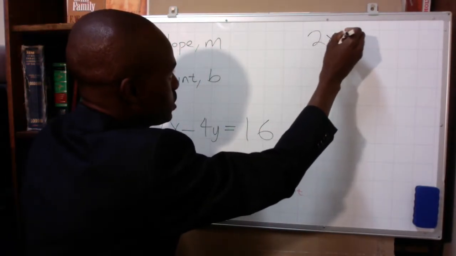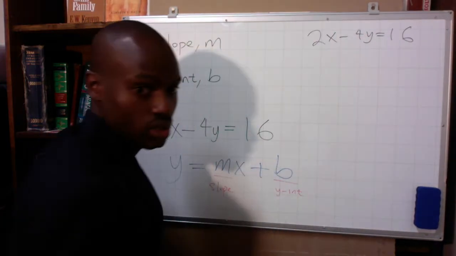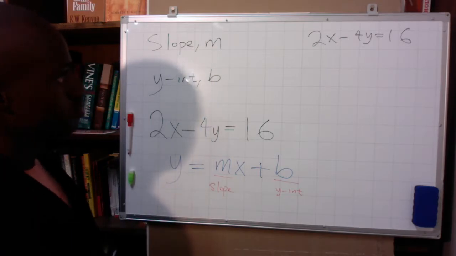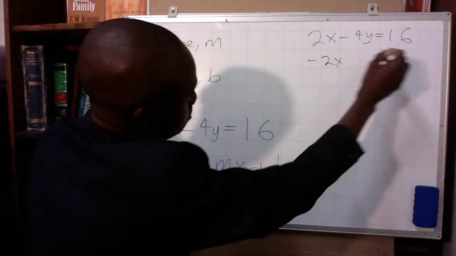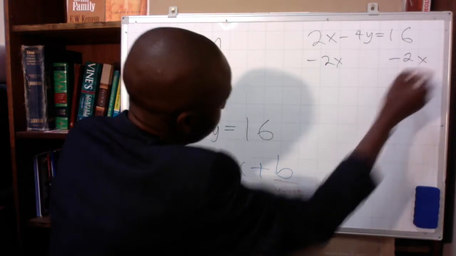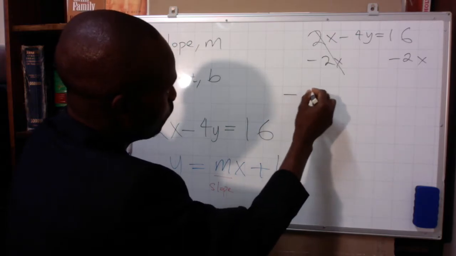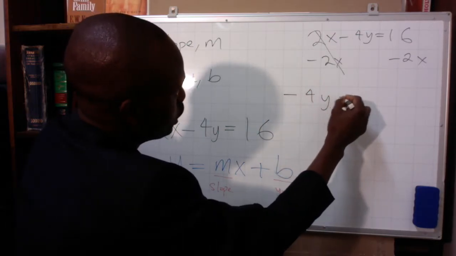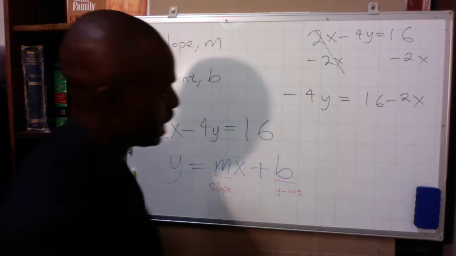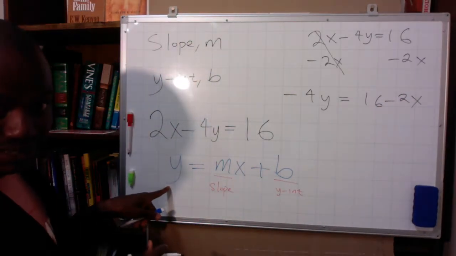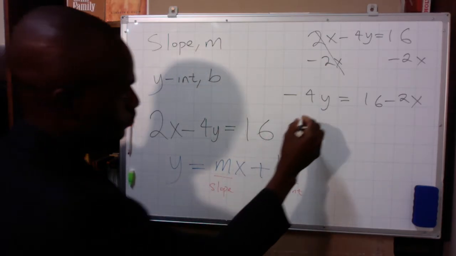So I'm going to do that manipulation right here. 2x minus 4y equal to 16. Well, what we can do is to get the 2x to the other side. So we are left with negative 4y equal to 16 minus 2x. And then we're trying to get y by itself, so we're going to divide both sides by negative 4.